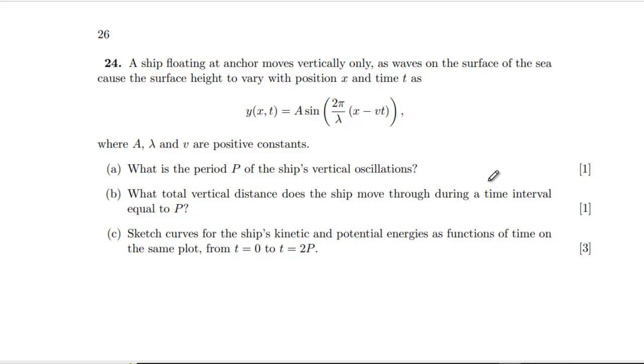Hello, this is the final part of the 2023 Oxford PAT. We've got 3 questions to go. We're up here on question 24. A ship floating at anchor moves vertically only as waves on the surface of the sea cause the surface height to vary with position x and time t as that. Right, so we've got one of these usual wave functions going on here.